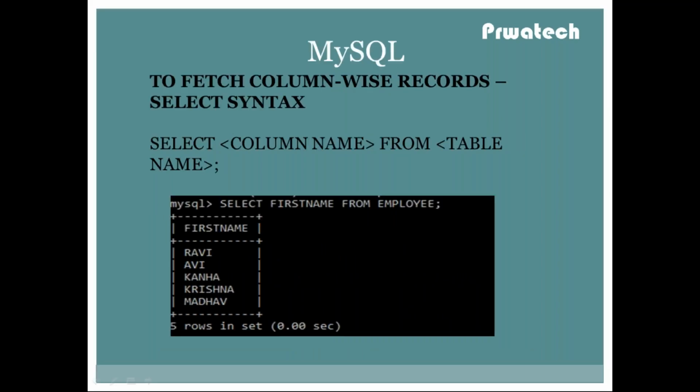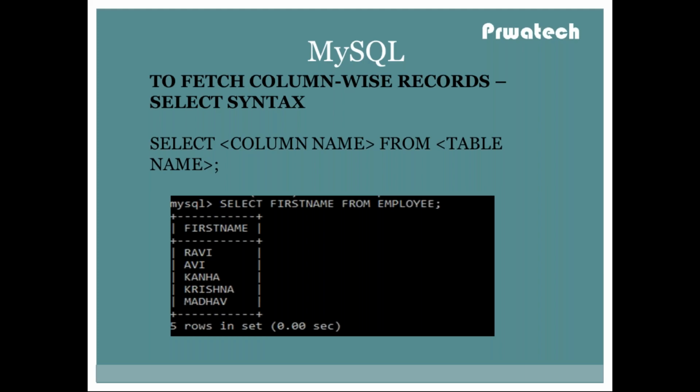Let's move on to our next syntax. Now to fetch the column-wise records, we use the select syntax as per the column name. So the syntax is select, then we put the column name, then we put from, and again we put the table name. As per the screenshot, we have written select first name, which is the name of our column, from employee, which is the table name, followed by a semicolon.